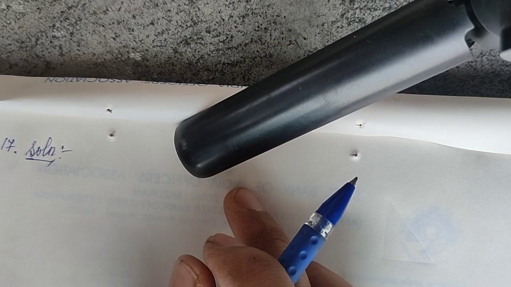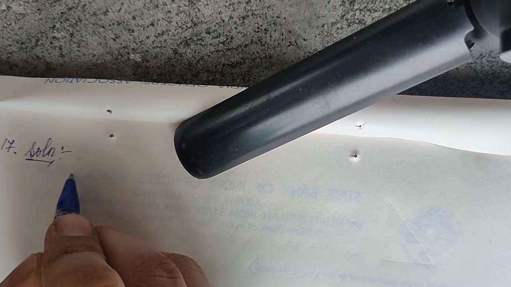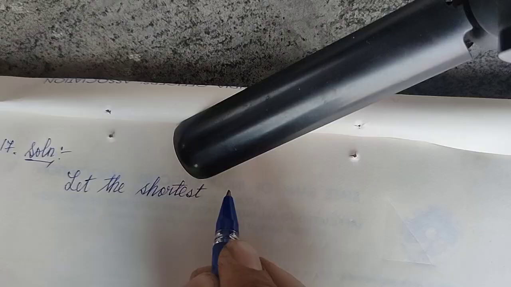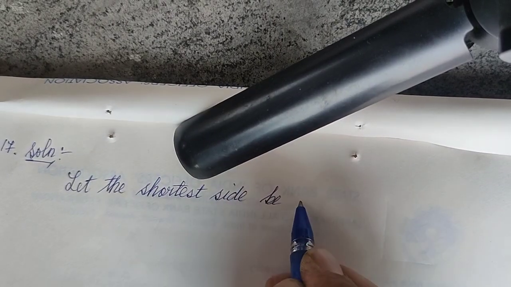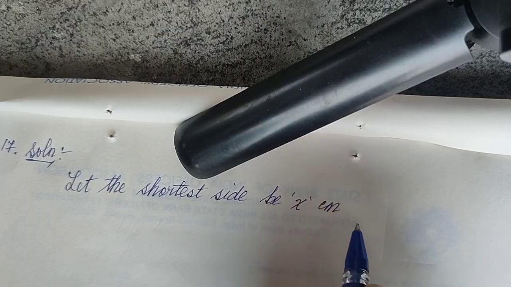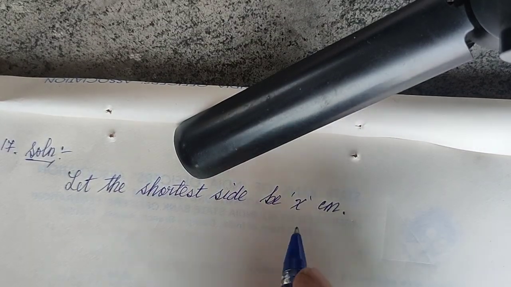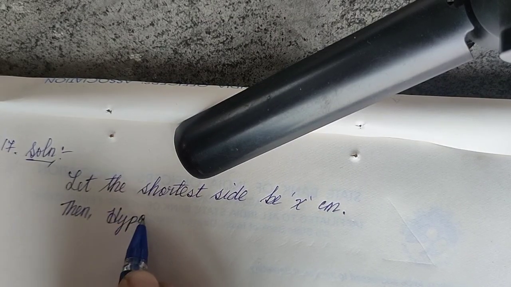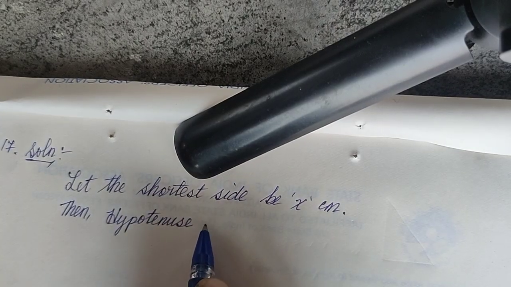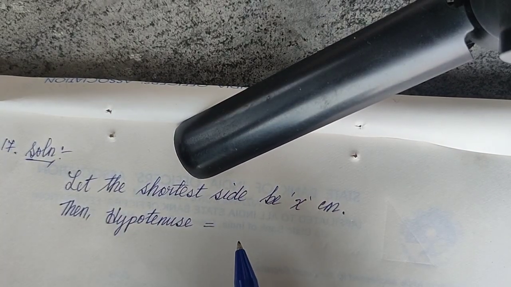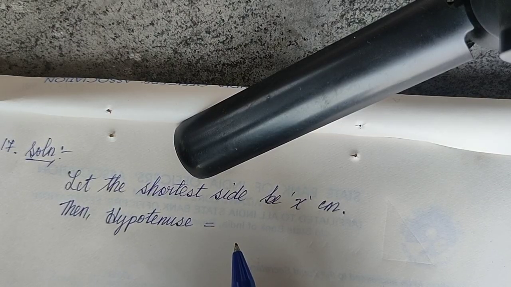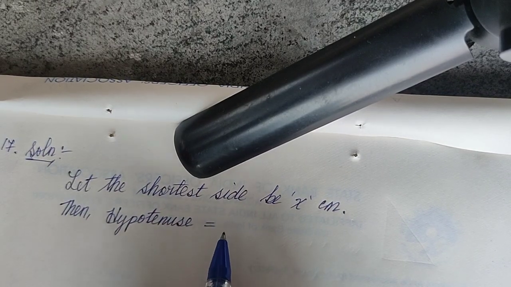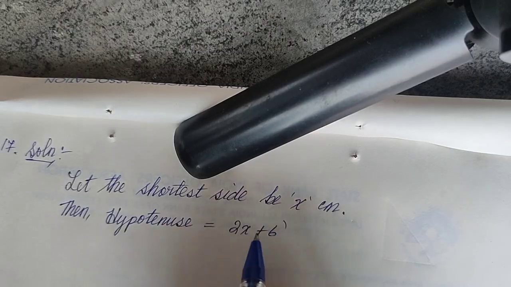Let the shortest side be x centimeter. The hypotenuse of a right angle triangle is 6 more than twice the shortest side, so the hypotenuse is 2x plus 6.